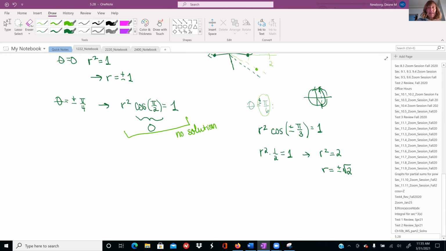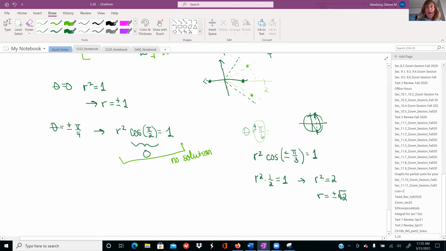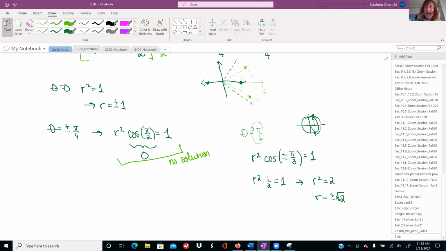So I've plugged in pi over 4, that didn't work. I plugged in pi over 6, that worked okay. You could either say, okay, I want to find what's happening between those two. My guess is it's just going to kind of go like that. The real question for me is what's happening as we're getting close to plus or minus pi over 4. So I would try to find something in between pi over 4 and pi over 6. And pi over 6 is the smaller of the two.